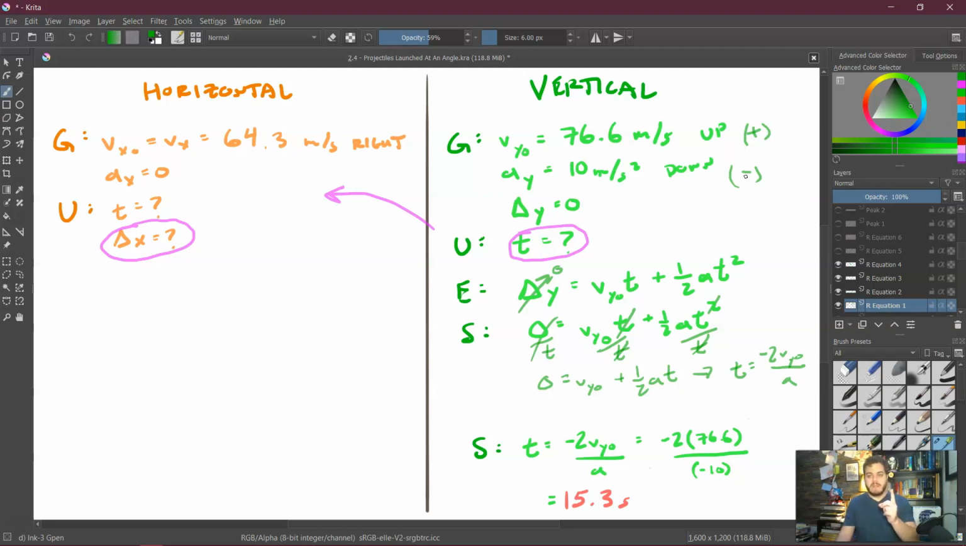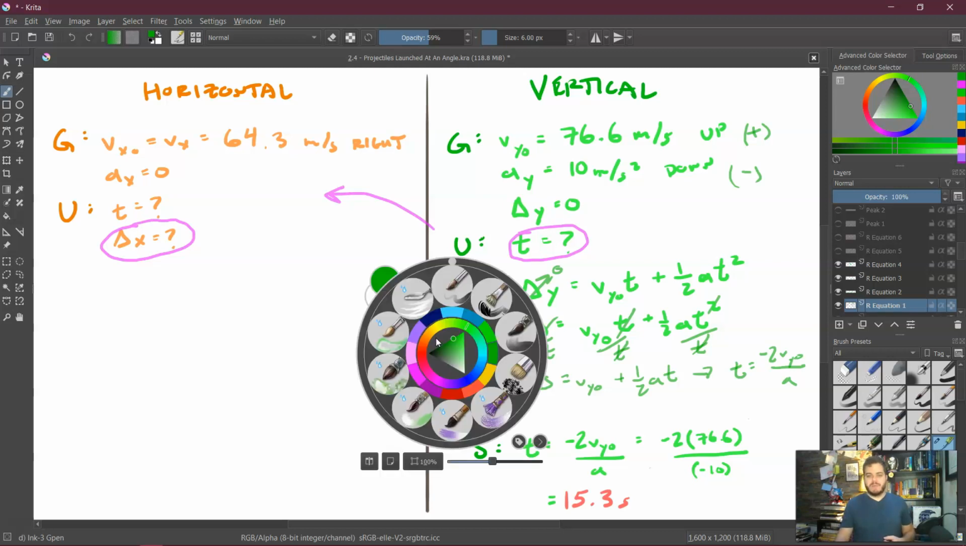Remember, you have to be very consistent with these ups or downs. This is especially important with projectiles launched at an angle because now we're definitely dealing with an up and a down. With horizontal, you're really just dealing with one. But now they're dealing with an up and a down. If you get them mixed up, you're going to get in a lot of trouble. So we have, therefore, 15.3 seconds.